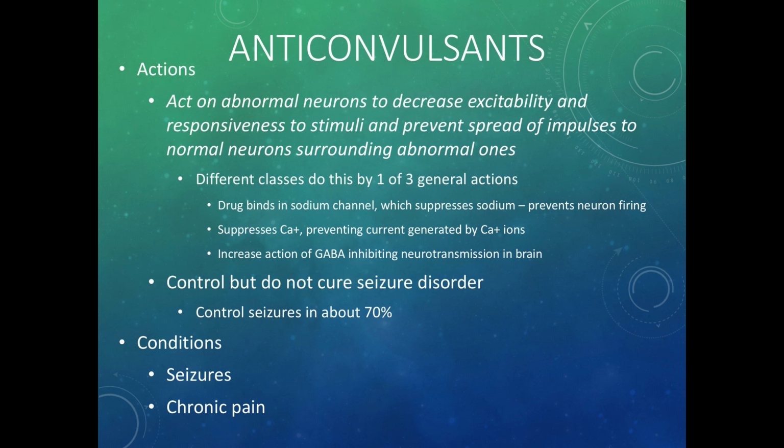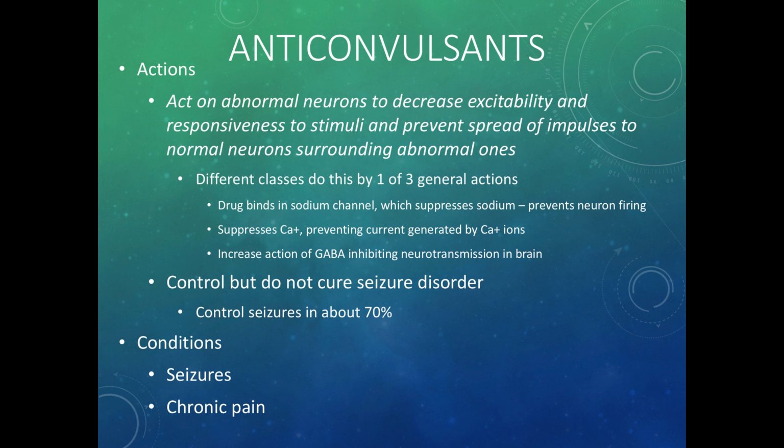All right, so the next medication group we're going to talk about are the anticonvulsants. The anticonvulsants act on abnormal neurons to decrease excitability and responsiveness to stimuli, and they prevent spread of impulses to normal neurons surrounding the abnormal ones. Seizure activity is caused by the abnormal firing of these neurons. So you need to remember, just for this class, what the general action of anticonvulsants is, and that it works in one of three ways.